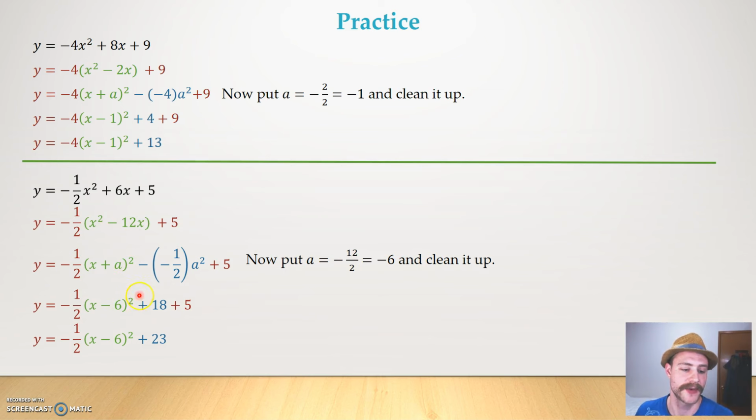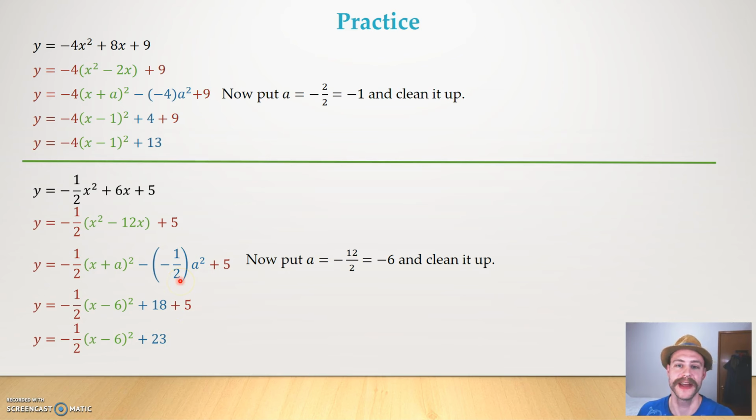So we get x minus 6 squared plus 18 here, because 6 times 6, or negative 6 times negative 6 is 36. Times a half is 18, and then the two negatives equal a positive. Okay, plus 5, and that's where you get your 23. And then that's it. That's all there is to it.